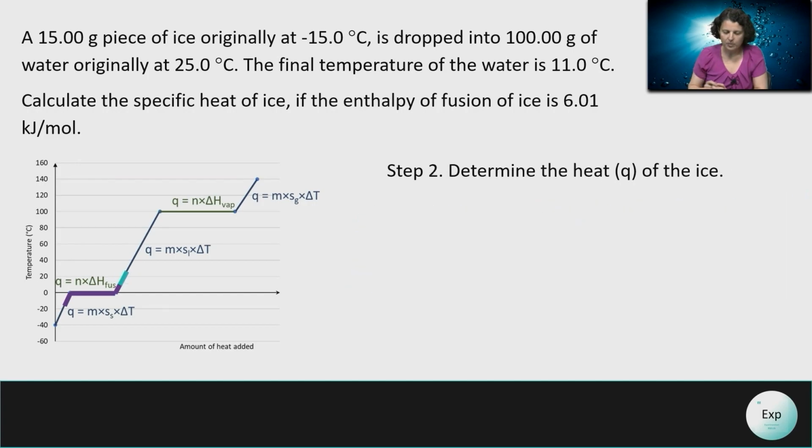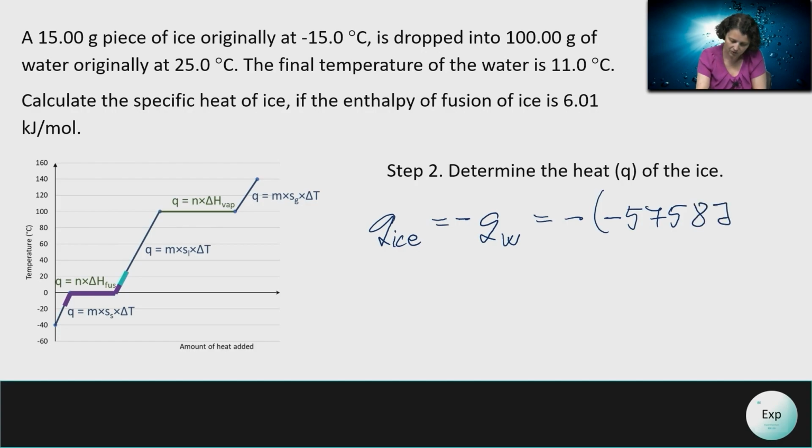Once we determine the heat that the water emitted, which is 5,758 joules, we can move on to the second step and determine the total heat available to take the ice from minus 15 degrees Celsius all the way to plus 11 degrees Celsius in the form of water. So the heat of ice is the same as the heat of the water with a negative sign. So it will be minus 5,758 joules, giving us a heat of ice that is positive 5,758 joules.